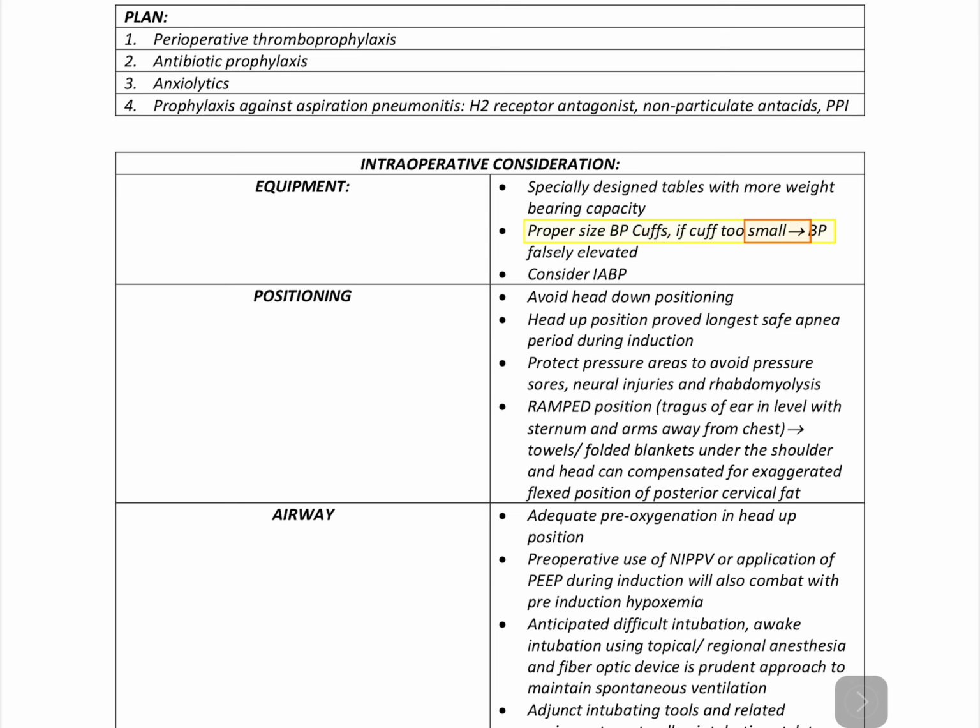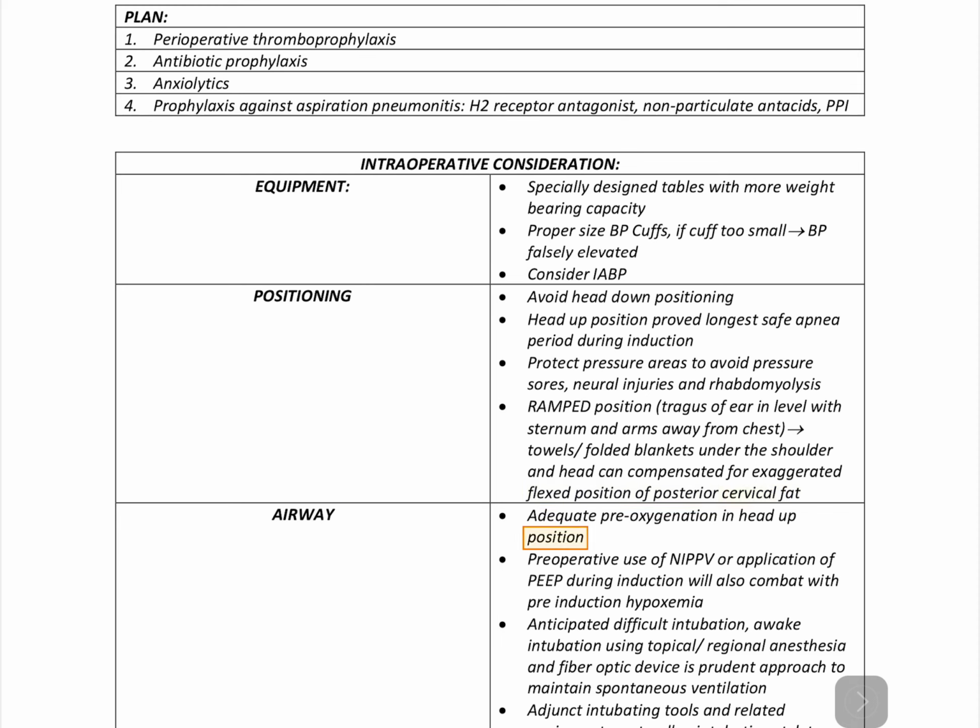If the cuff is too small, BP is falsely elevated; consider IABP. Positioning: avoid head down positioning; head up position proved longest safe apnea period during induction. Protect pressure areas to avoid pressure sores, neural injuries and rhabdomyolysis. Ramped position: tragus at level with sternum and arms away from chest. Towels or folded blankets under the shoulders and head can compensate for the exaggerated flexed position from posterior cervical fat.